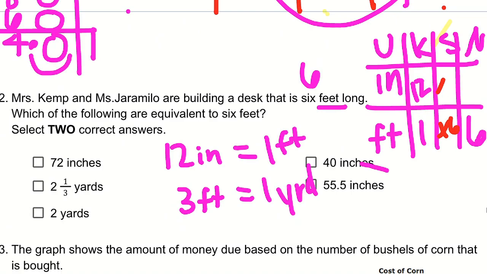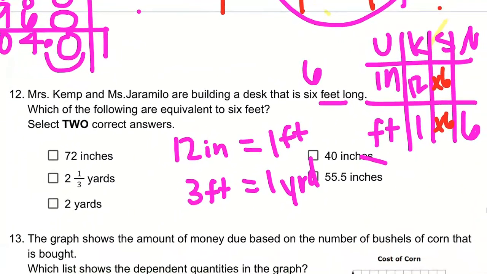What I do to the bottom, I have to do to the top. It's all so squished. And then I know that 12 times 6 is 72. And that's going to be 72 inches. I see it, that's an answer right here. Now, if I think logically about this, it can't be any of the other inches choices because we know it's only 72. So we can mark out this 40 inches and this 55 and 5/10 inches because there's no way we can get there.